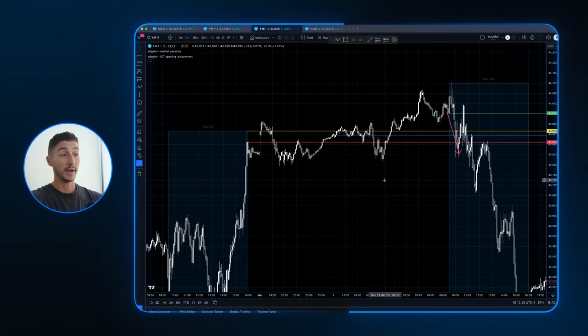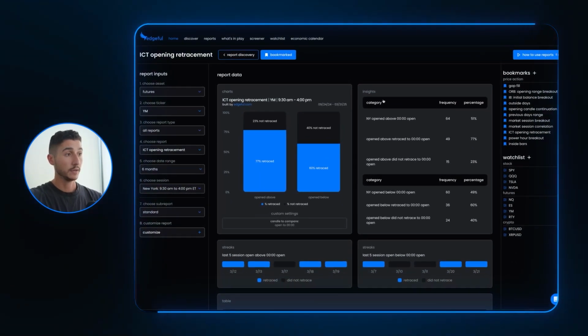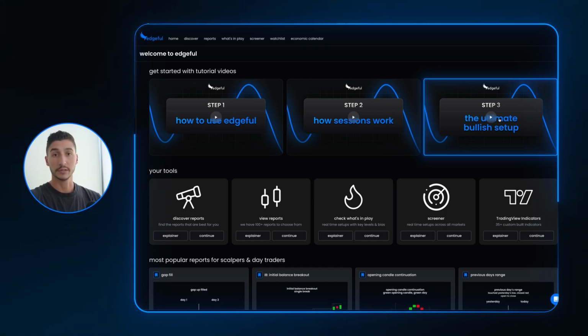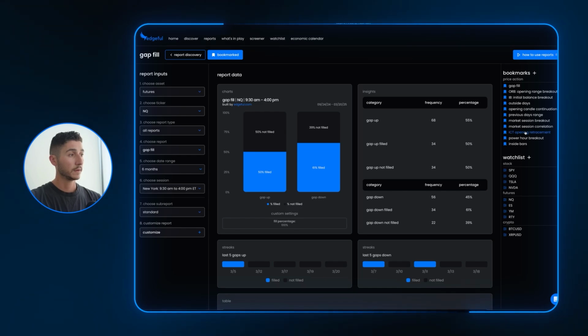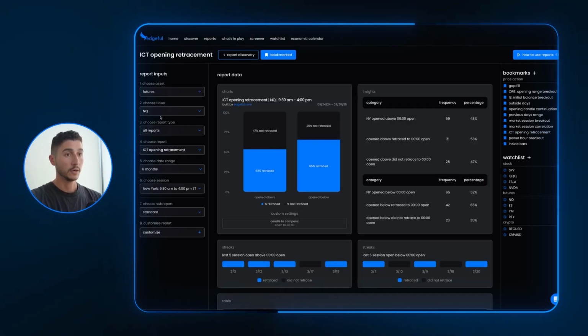We've been talking a lot about continuation setups with the ultimate bullish setup. If you're interested in that, you can go to the home page and watch that video right over here. This is more continuation. And then if you want to go to right over here, this is going back to the ICT opening retracement.